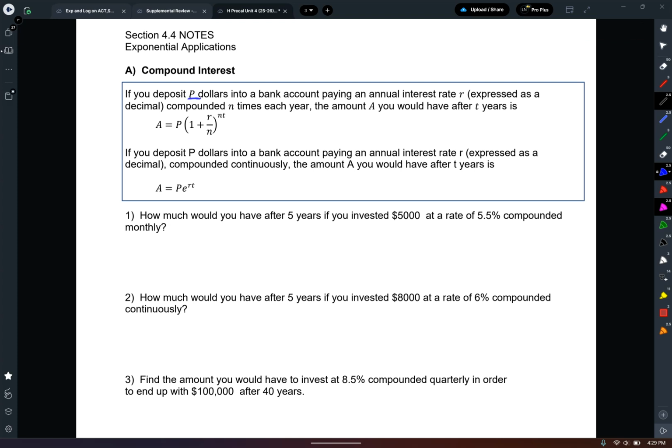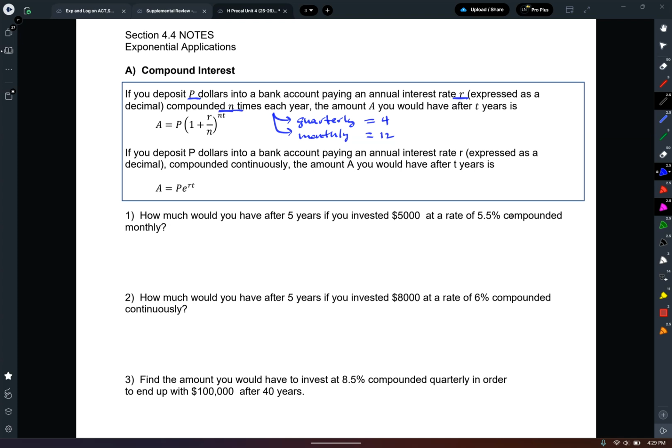So P is the amount you deposit. P stands for the principal. And then R is obviously the rate. That's going to be the percent. The N represents how many times it's compounded per year. So for example, it might say that it's compounded quarterly, right? So that would mean 4 times per year. Or it might say that it's compounded monthly. That would mean that it's 12 times per year. And there are other options.